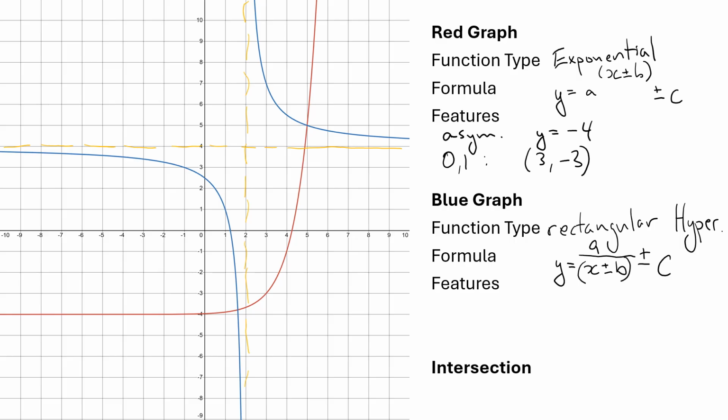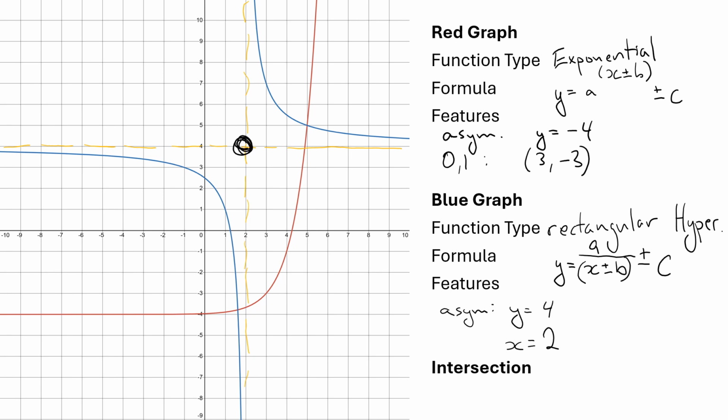And then we have to look at the features. Now the features we've already identified. We've got two asymptotes. Our asymptotes are y is equal to +4 and x is equal to, what do we got? 2. And then we've got this point right here that we've identified right in the middle.